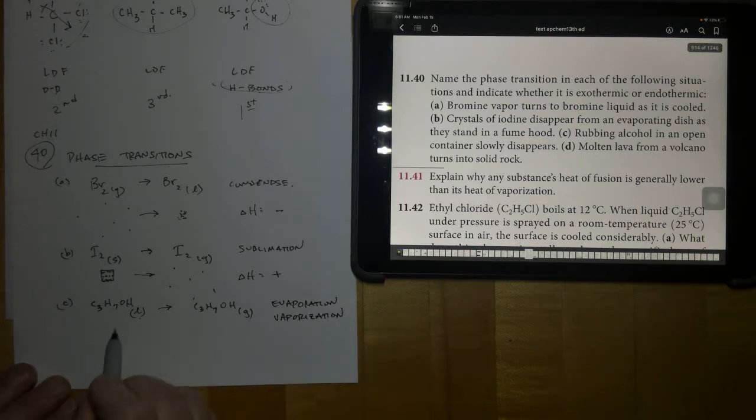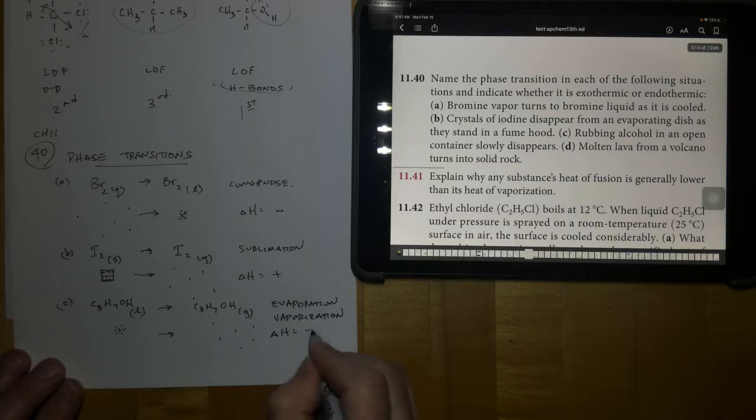And so in the liquid phase, remember the particles are pretty close together, slide past one another, and in the gas phase they're really far apart. And so from liquid to gas phase you have to add energy to it, so delta H would be positive, would be putting energy into the system to make that happen.